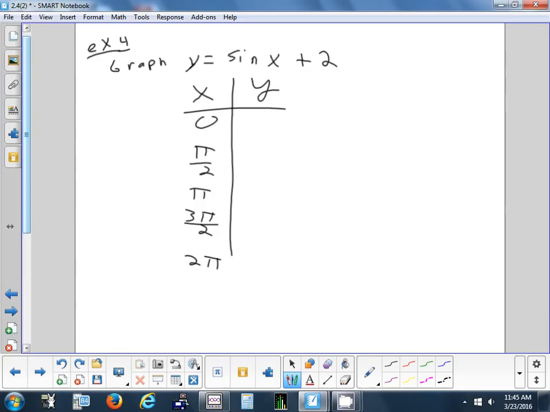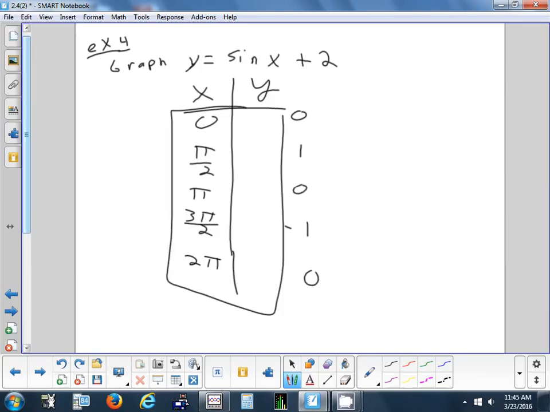Okay, Austin, what are my original y values for sine? 0, 1, 0, -1, 0. Good.